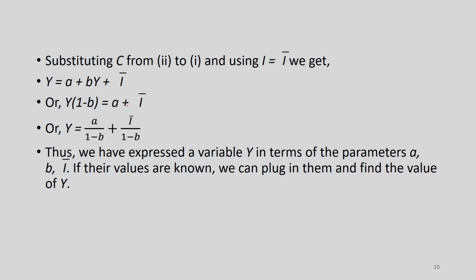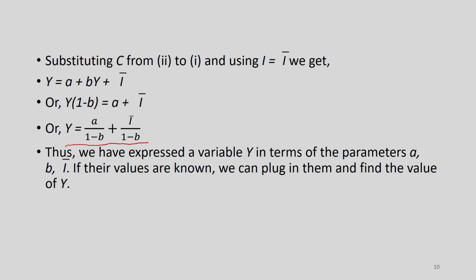So, we are getting y is equal to a plus b multiplied by y plus I bar, and then in the next step we are taking all the y terms to the left hand side, right, and then we are just dividing both sides by 1 minus b, assuming b is not equal to 1. If b is equal to 1, then we cannot divide both sides by 1 minus b. So, we get this thing, the last line. What this line is telling me is that national income is equal to a divided by 1 minus b plus I bar divided by 1 minus b.